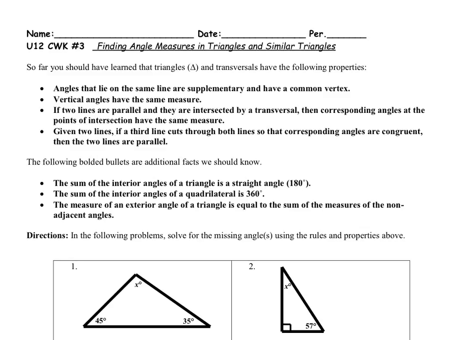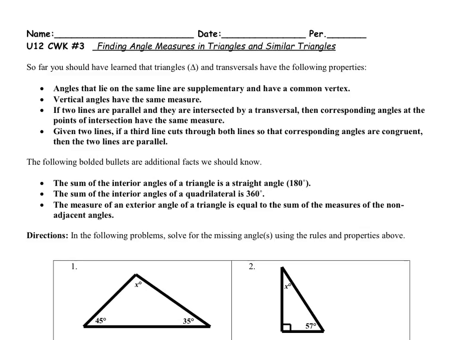If two lines are parallel and they are intersected by a transversal, then corresponding angles at the points of intersection have the same measure. Given two lines, if a third line cuts through both lines so that the corresponding angles are congruent, then the two lines are parallel. Not only that, but you should know the following.